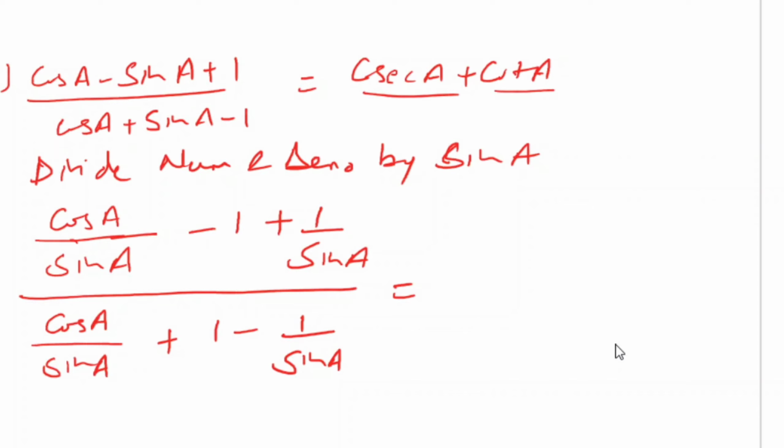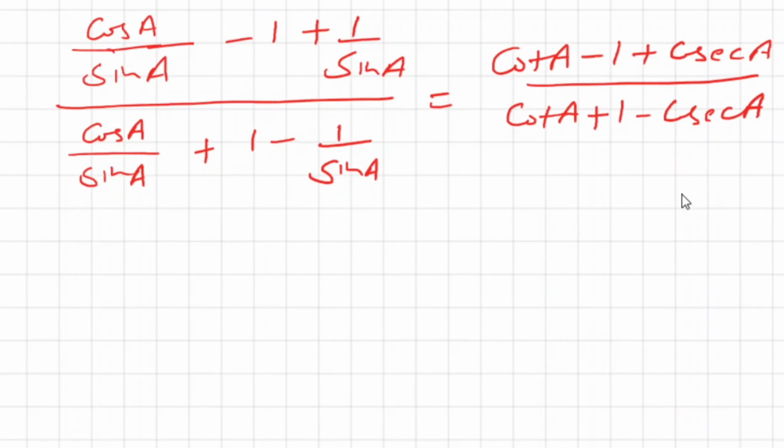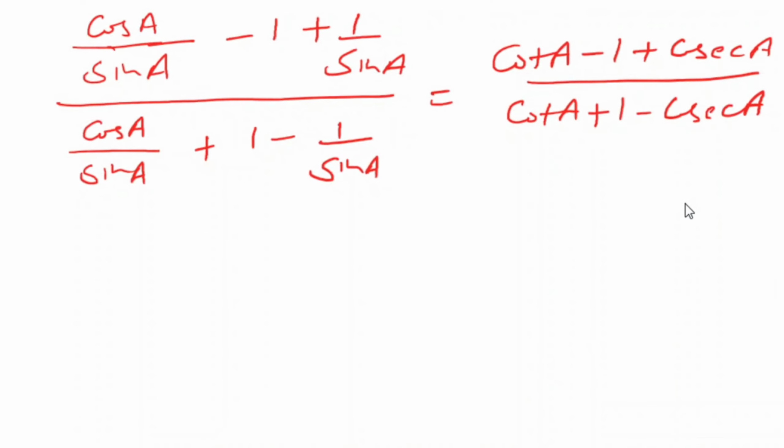So this becomes cotangent a minus 1 plus cosecant a upon cot A plus 1 minus cosecant A. Now what is next? We'll just keep this thing together. So here, we'll just keep them together. Okay, so what are we going to do?